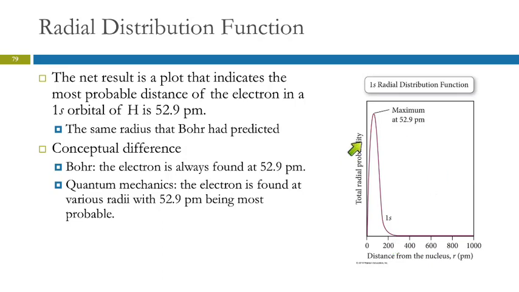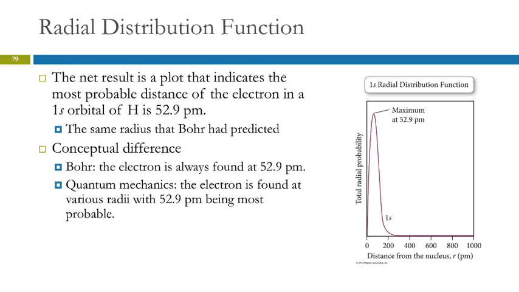We graph that, and this predicts that the average distance of an electron from the nucleus in a hydrogen atom is 52.9 picometers. And that corresponds with the radius that Bohr predicted from his calculations. So this is reassuring. Doesn't necessarily prove anything, but it's reassuring that both of these came up with the same number. So it's the same number, the same radius, but the concept is very different.